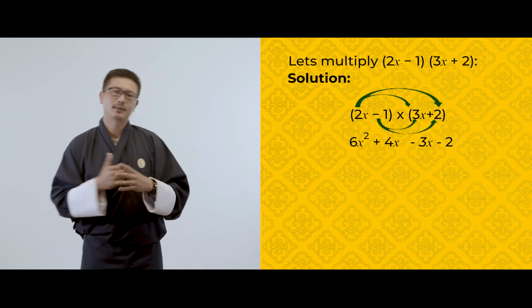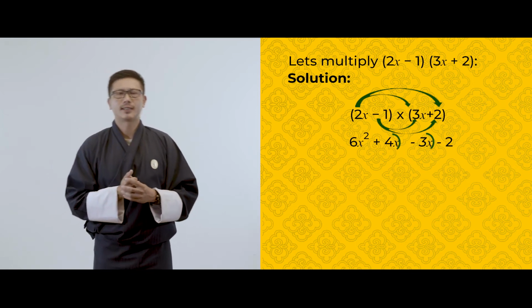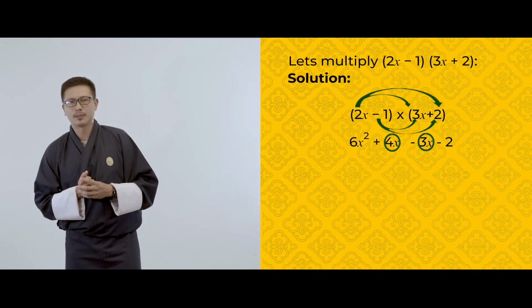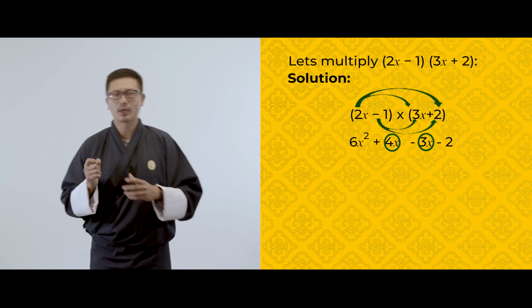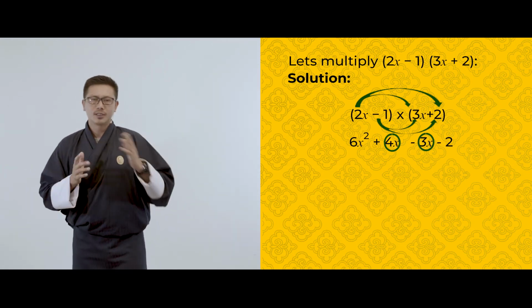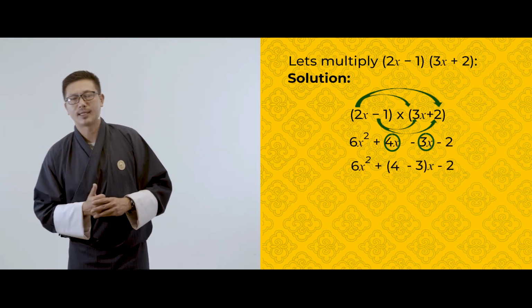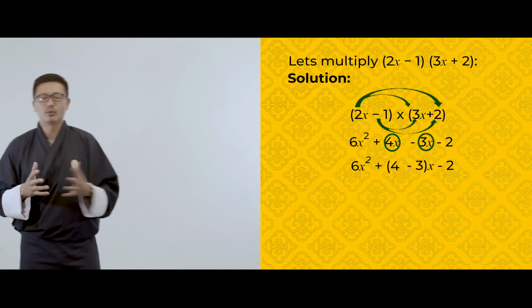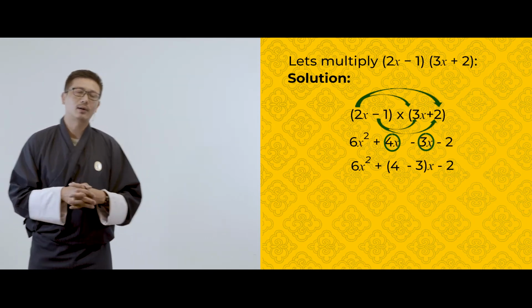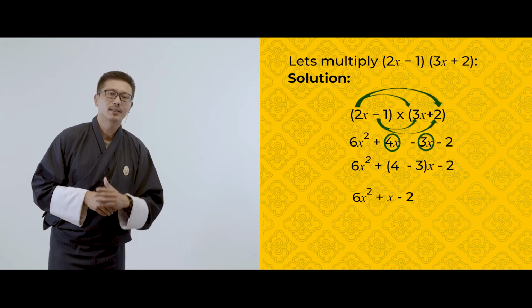What do we do next? Yes, we look for the like terms. Here, the second and the third terms have the x variable. So we extract the x variable outside, put the coefficients together in the bracket, and we have 6x squared plus (4 minus 3)x minus 2. And when you evaluate the coefficients, we are left with 6x squared plus x minus 2, which is our result.